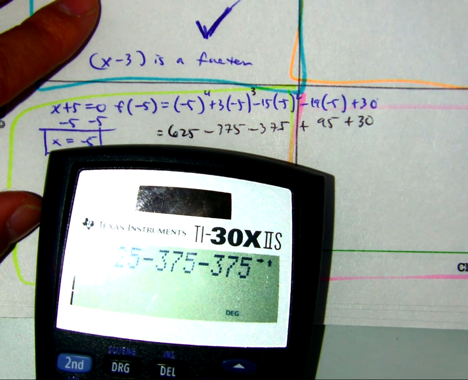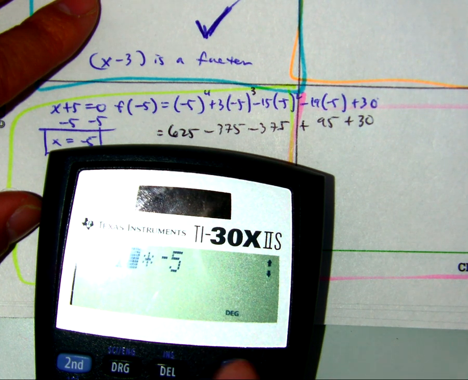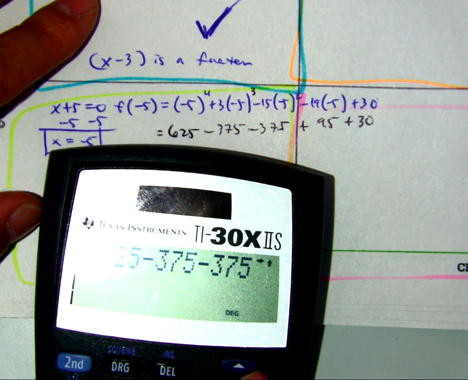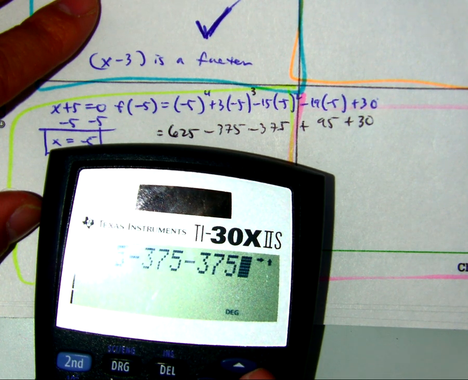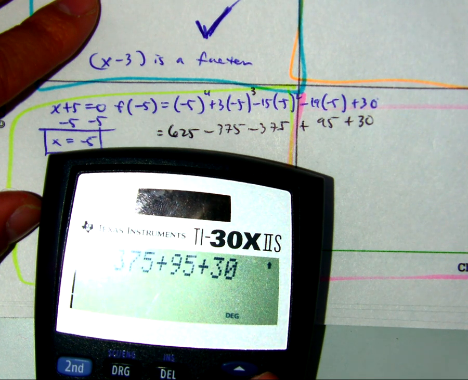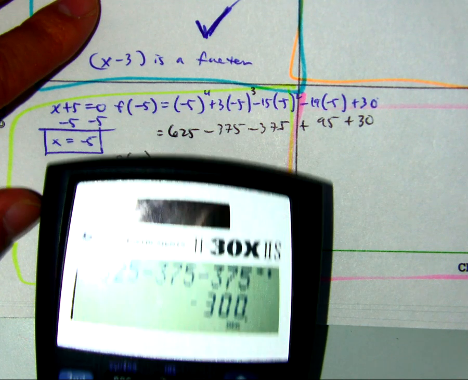I didn't get that right. Oh, that's why. What happened? 395 plus, and the answer was negative 300.